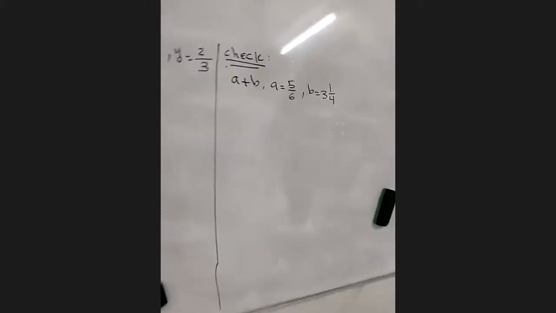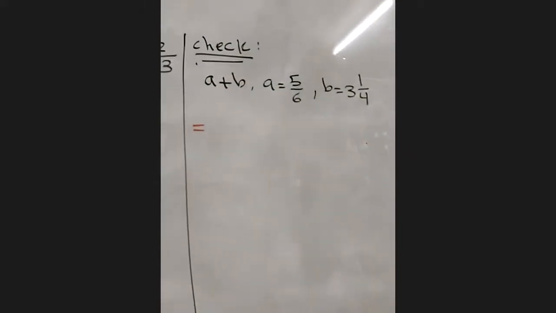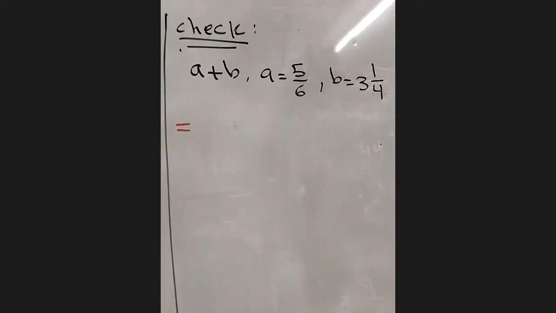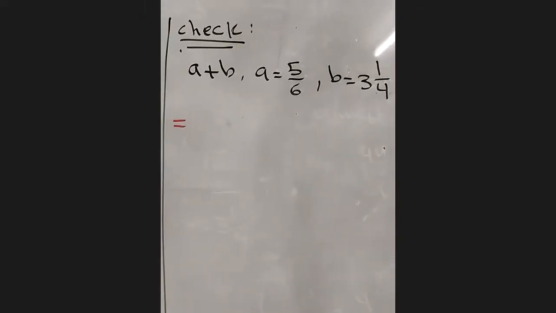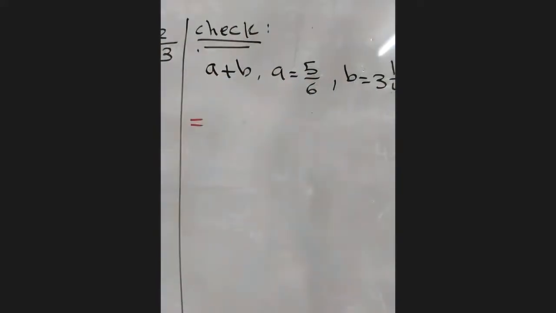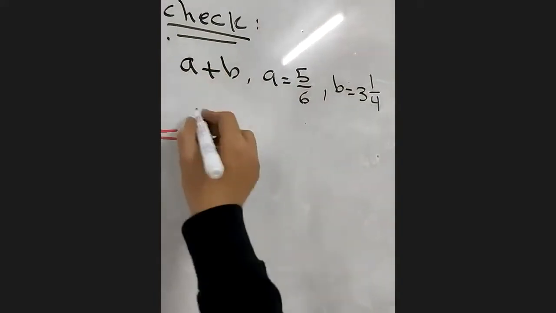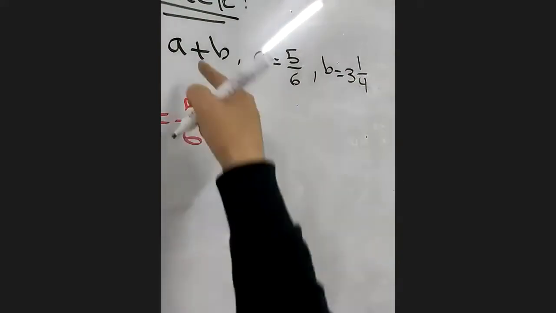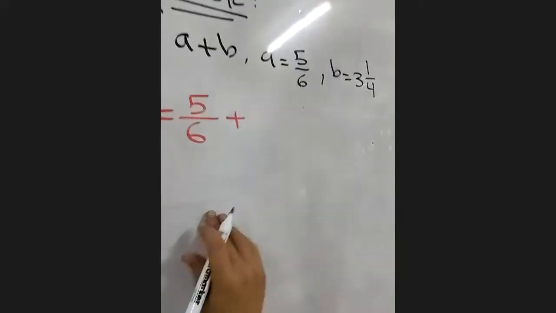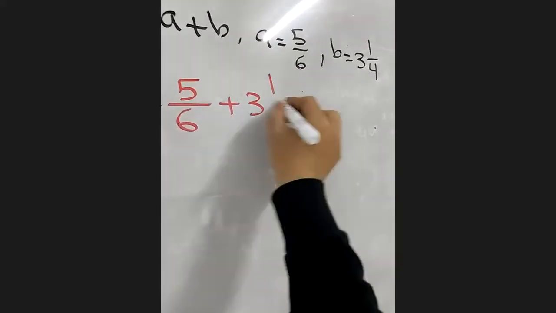Now, what will we do, mister? We will write the expression: A equals 5 over 6 and B equals 3 and 1 over 4. What will I do now? We will put 5 over 6 in place of A. We have add, so we'll add. Then plus 3 and 1 over 4.